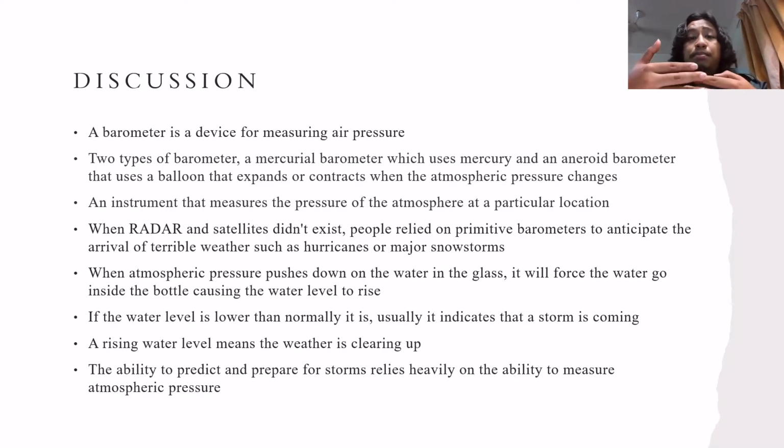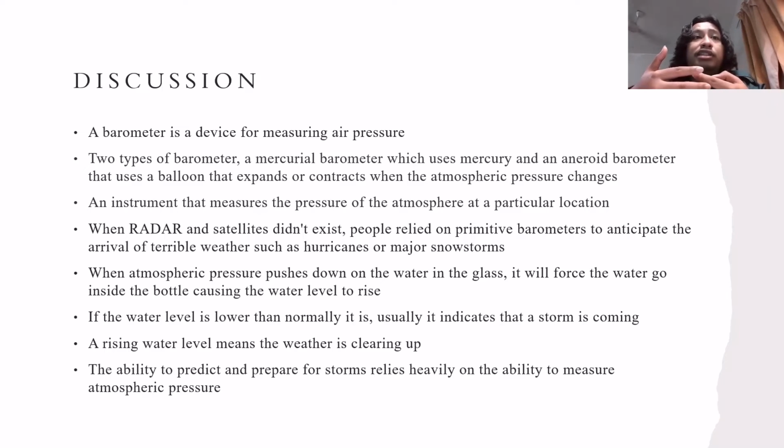So for the discussion part, a barometer is a device for measuring the air pressure. A barometer has two types, which are a mercury barometer that uses mercury and an aneroid barometer that uses a balloon that expands or contracts when the atmospheric pressure changes. A barometer is also an instrument that measures the pressure of the atmosphere at a particular location.